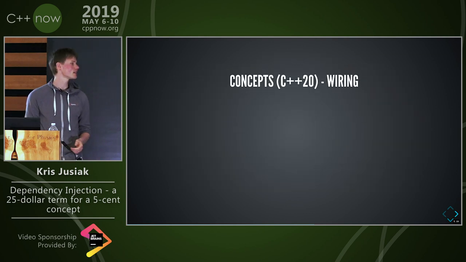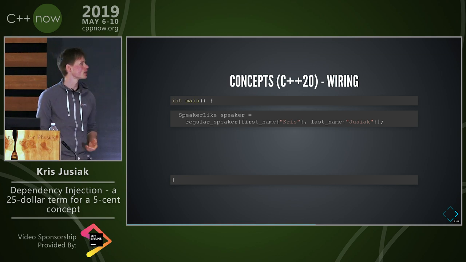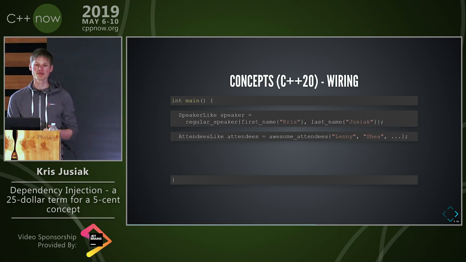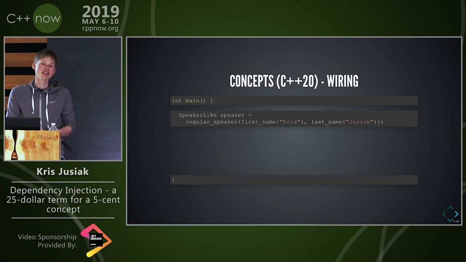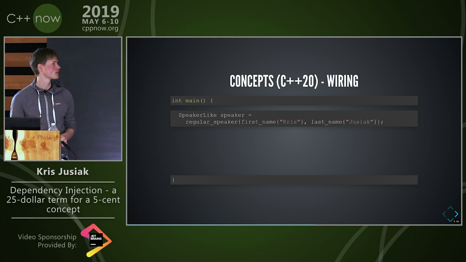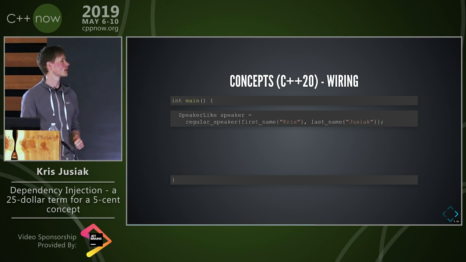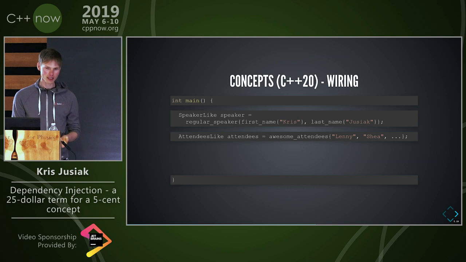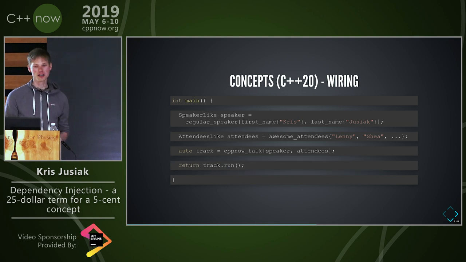So what about the wiring of it? It's basically the same as before. We have the speaker, which we have to create. You notice here that the speaker-like is a concept. Before we would say auto, which is considered the weakest concept you can have, one that doesn't have any requirements. The speaker-like would be a concept which has to have the talk method available. Being explicit is usually better than being implicit, so that's a good thing as well. And then it's the same for the attendees. We create both of them, and after that we create the talk, pass them through as always, and run it.